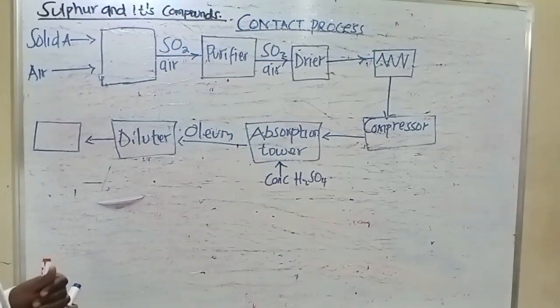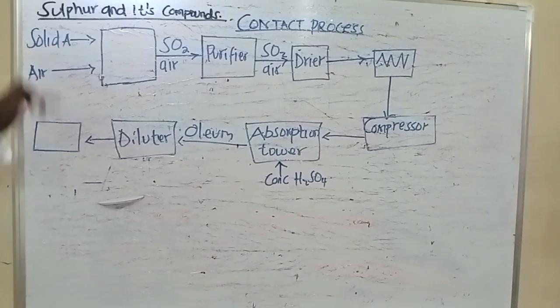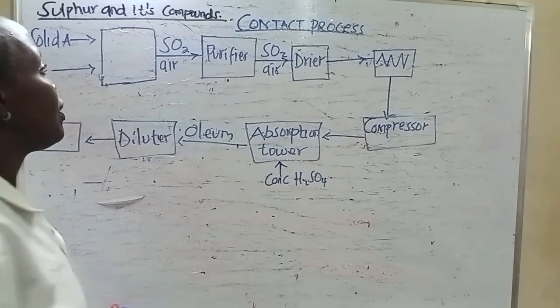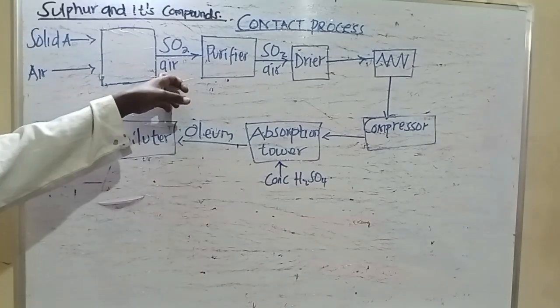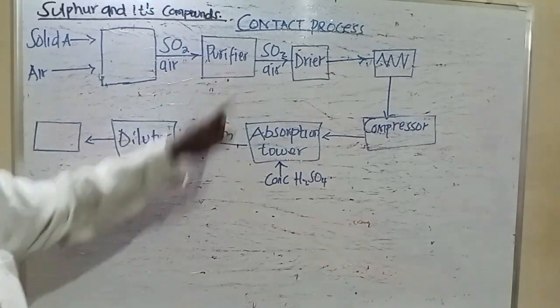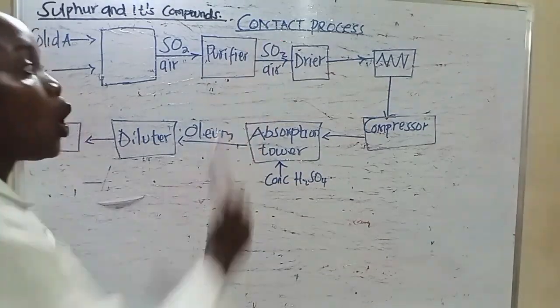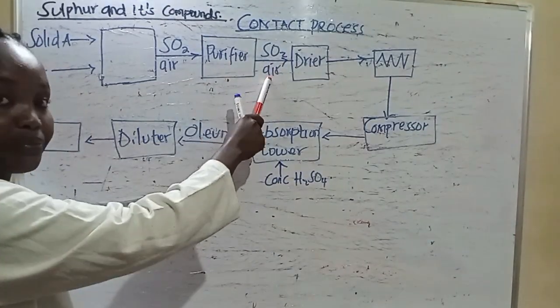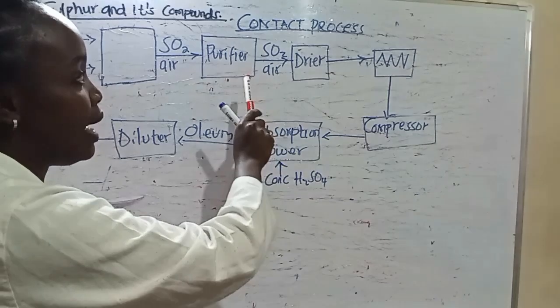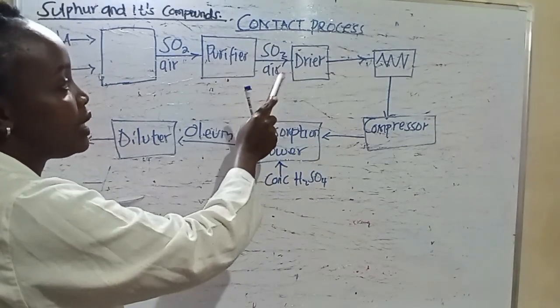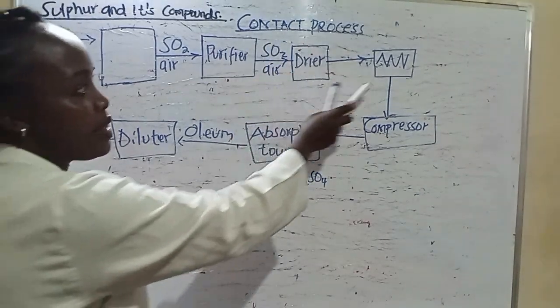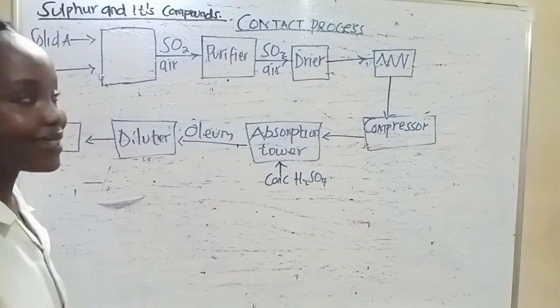So that is sulfur. So here we have 2 things. We have a solid A, we have air, and then you can see we have sulfur 4 oxide. Air, our sulfur 4 oxide and air goes to our purifier. From our purifier we have sulfur 4 oxide and air. And then we also have the sulfur oxide and air, they are taken to a dryer, then to something, what is this?